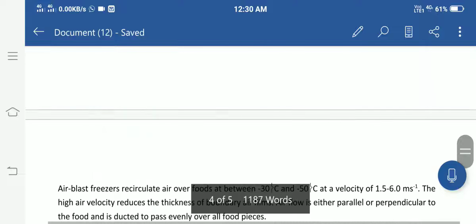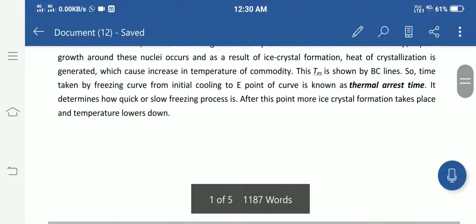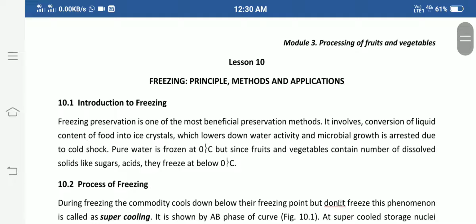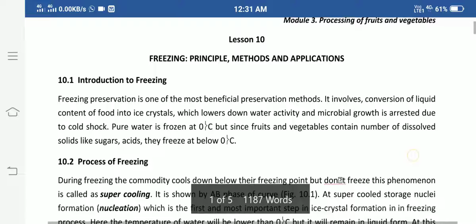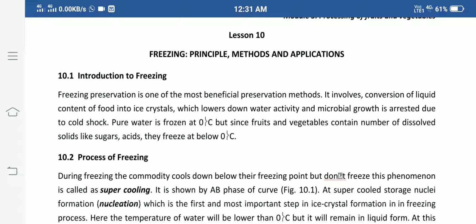So basically we can say that freezing preservation is one of the most beneficial preservation methods. I think it is clear. You have to prepare handwritten notes from this particular lecture, that is freezing principle, methods and applications.